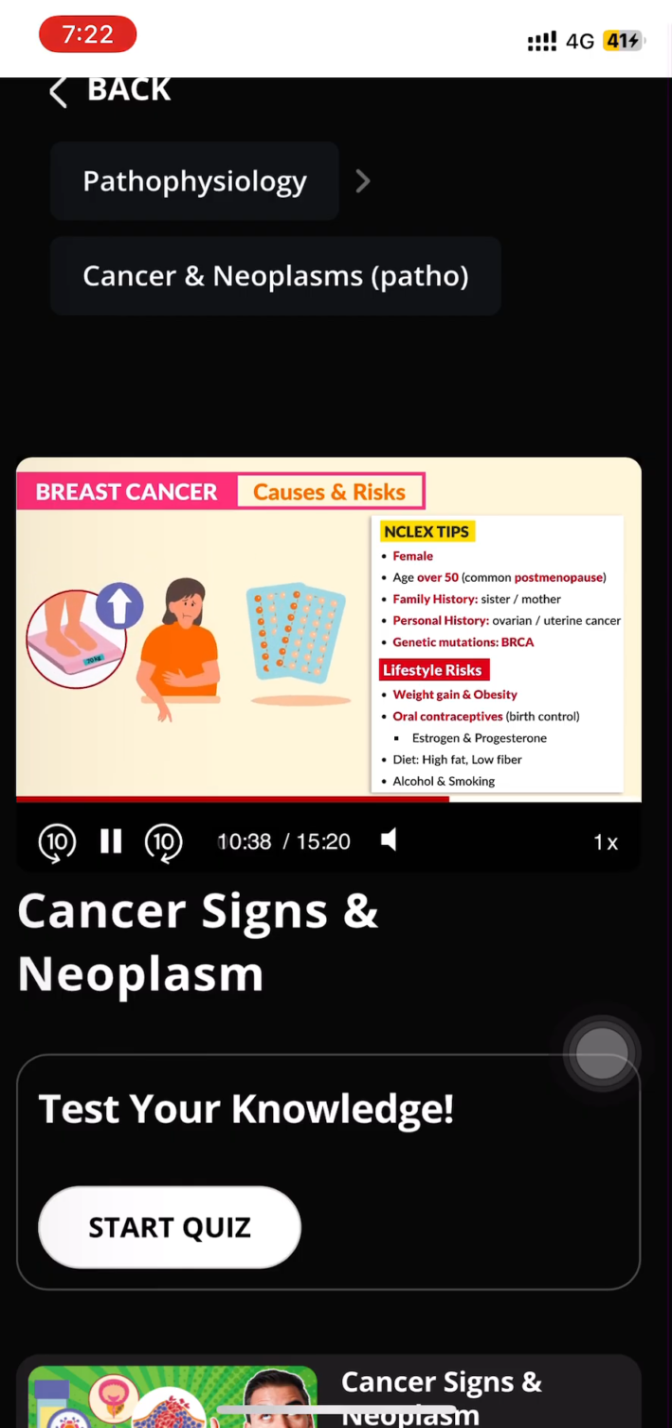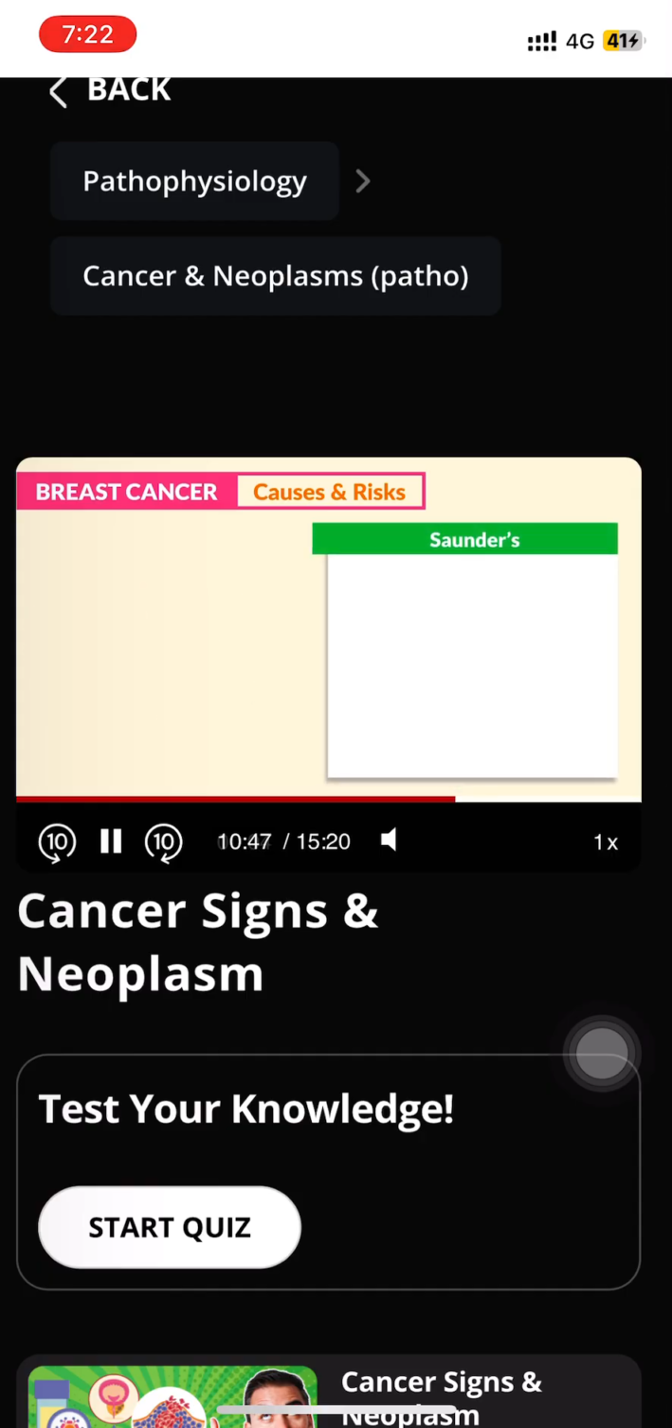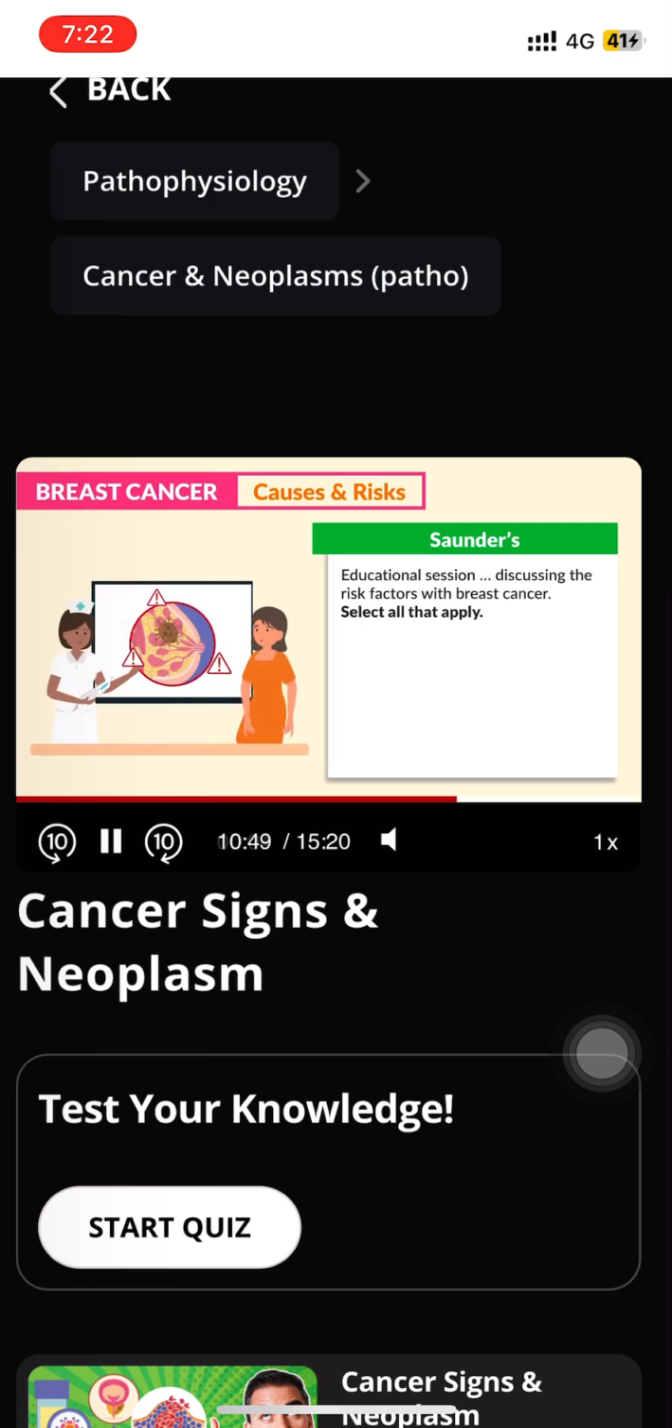So I recommend pausing the screen and writing down the bolded ones here, since these are typically the most tested on the NCLEX and nursing exams. Now, Saunders had a question about this. Educational session discussing the risk factors for breast cancer.